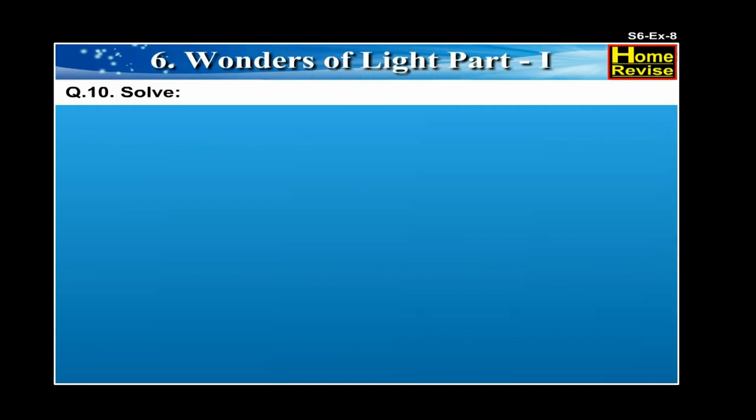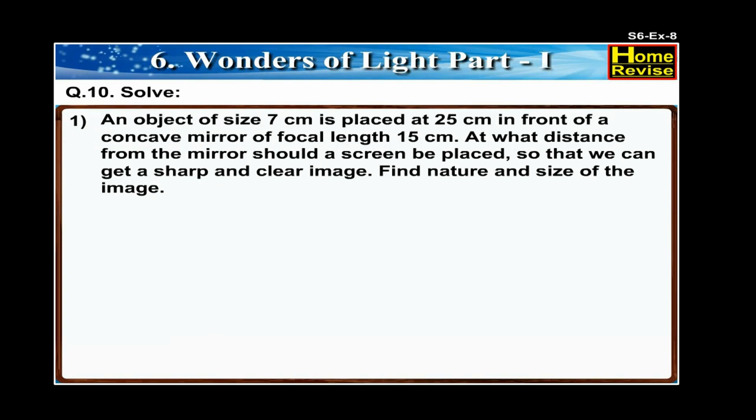Question 10. Solve. 1. An object of size 7 centimeters is placed at 25 centimeters in front of a concave mirror of focal length 15 centimeters. At what distance from the mirror should a screen be placed so that we can get a sharp and clear image? Find nature and size of the image.